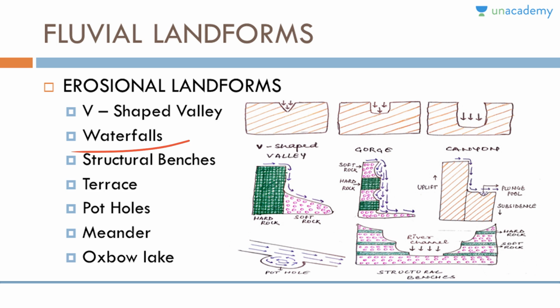Number one, due to arrangement of hard rocks and soft rocks horizontally, where soft rock gets eroded and stream falls from a height, creating a waterfall. An example of such waterfall is Great Fall of Yellowstone River in USA.